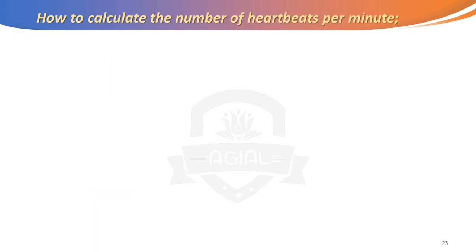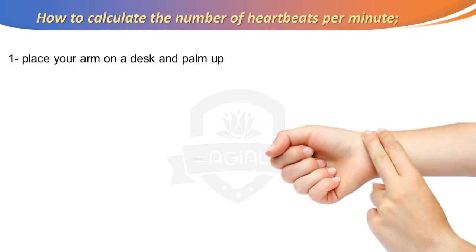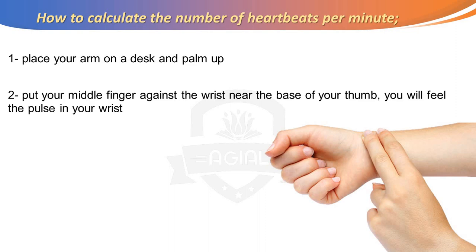Now, let's have some fun and calculate the number of your heartbeats. Firstly, place your arm on a desk, palm up. Then, put your middle finger against the wrist near the base of your thumb. You will feel the pulse or the heartbeat in your wrist.